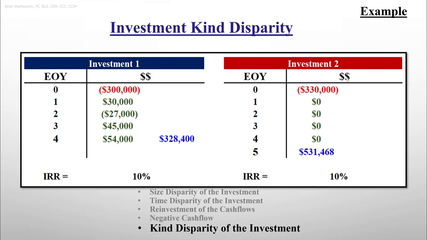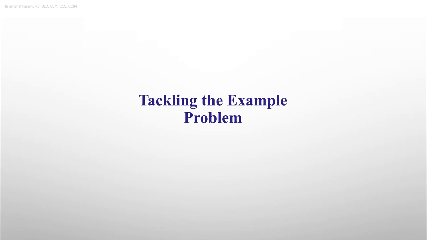The only thing that's the same is that they both have an internal rate of return of 10%. Investment one has an IRR of 10%. Investment two has an IRR of 10%. How do we tackle this problem? Remember, I said that this is an iterative process of equalization, forcing a conformation into a certain look that allows us to compare apples and oranges. This conformation basically starts with the equalization of cash flows.